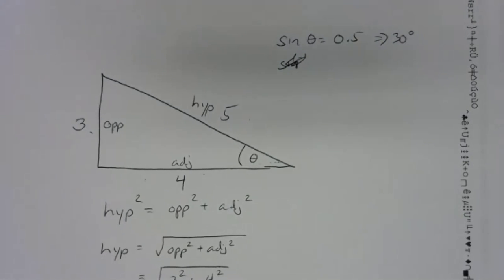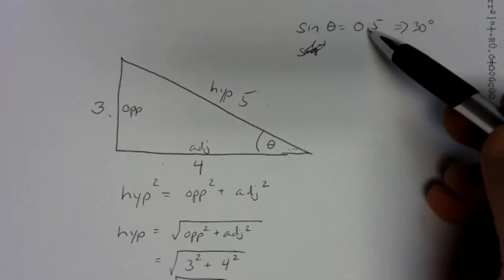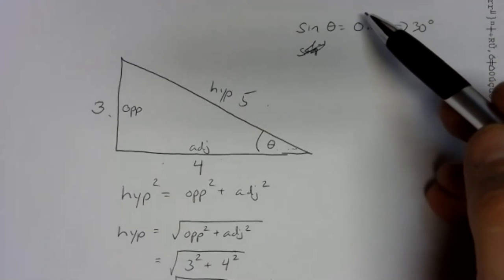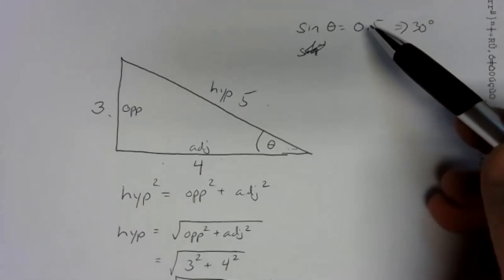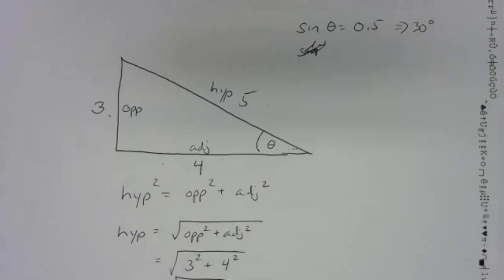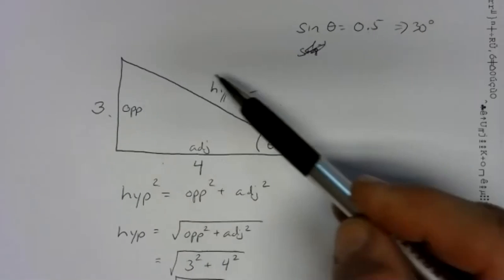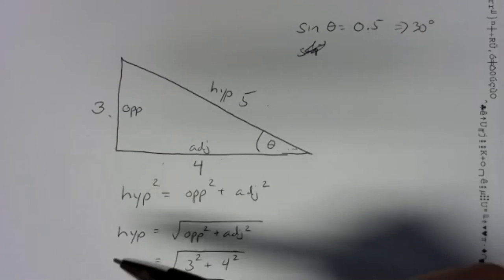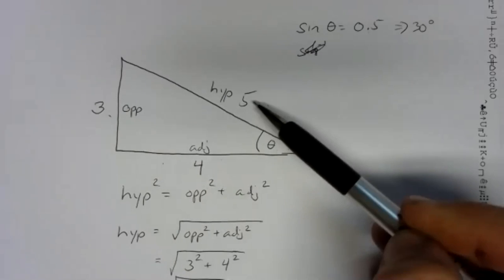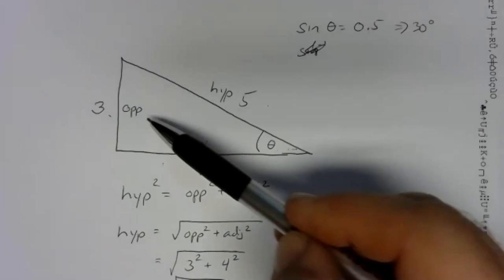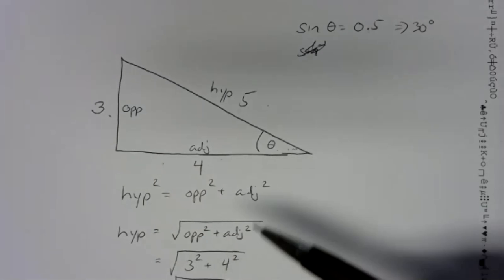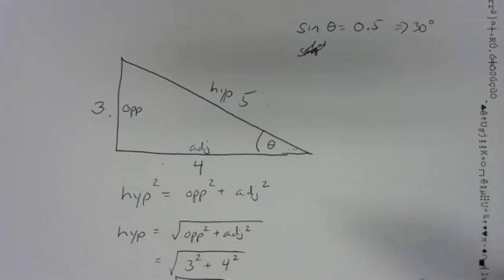That's the only angle between 0 and 90 anyway that has 0.5 for a sine value. We can find these values, since these values are just ratios of the sides. If we know the sides, we can take the ratios. Opposite over hypotenuse, 3/5. Adjacent over hypotenuse, 4/5. Or opposite over adjacent, 3/4.